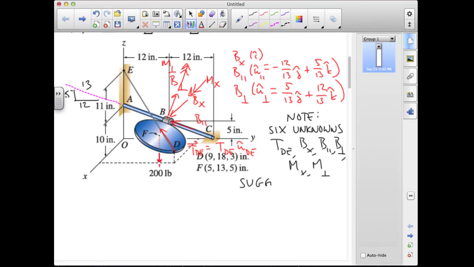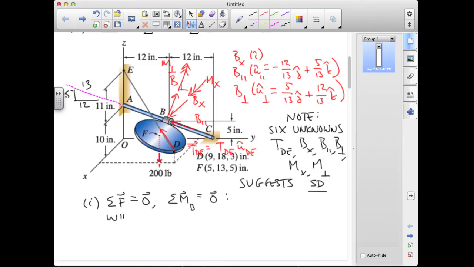And that suggests, with a number of unknown reaction components of 6 and a number of equilibrium equations of 6, that we have a statically determinate system. So in all of these proposed approaches, if they're legitimate approaches, we should be able to solve for the unknown reaction components, and we probably have full fixity. So now let's consider each of these proposed approaches one at a time. The first one, we have sum of the forces equals 0, and sum of the moments about B equals 0.